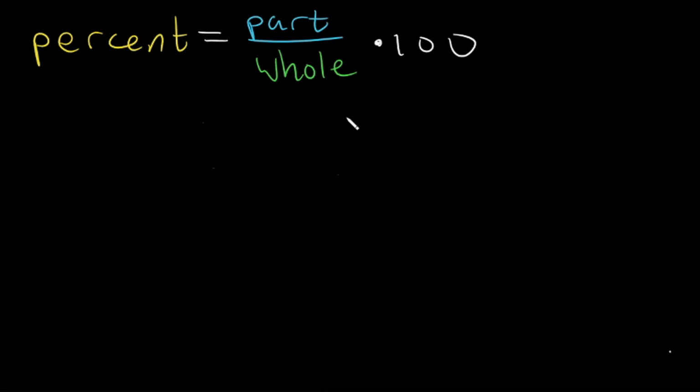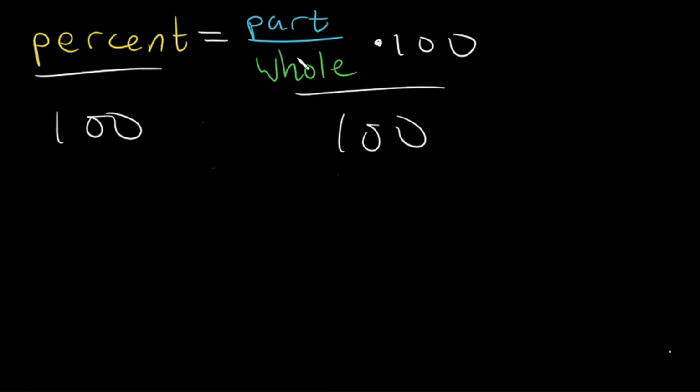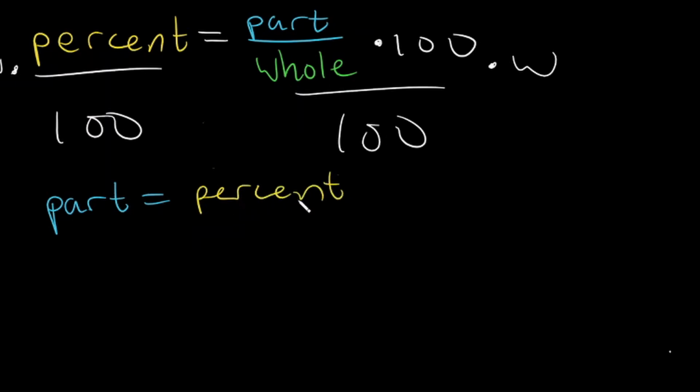Let's try to solve for our part here. If we divide by 100 on both sides, and then multiply by whole, then we'll get part is equal to percent divided by 100 multiplied by our whole.